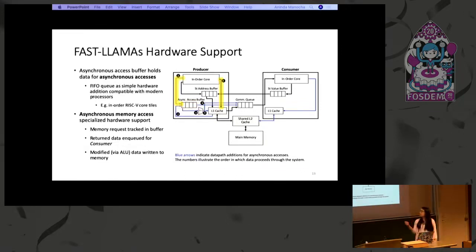So when we have an asynchronous memory access, it's issued by the producer, sent to the memory hierarchy, its address is tracked like I mentioned, and then when the data comes back, sometimes the data might be modified, and this can be sent directly to the memory hierarchy or onto the communication queue.